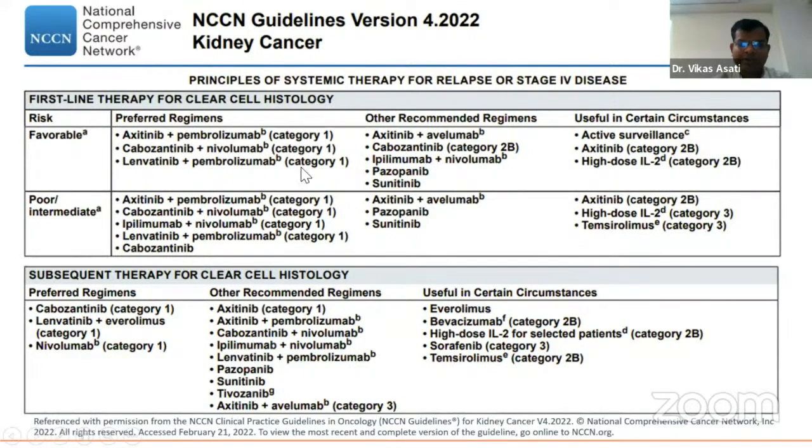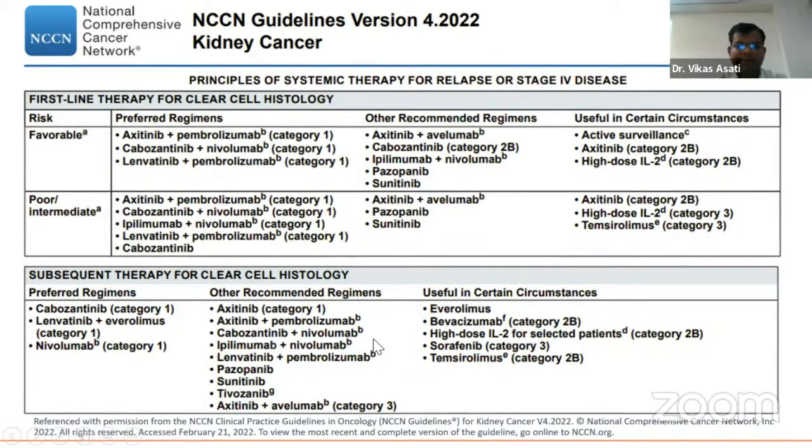So this is about the first line setting, but we know that most of our patients will not be able to receive immunotherapy in the first line setting, and most of our patients are going to receive either sunitinib or pazopanib, that is the TKI. So once a patient has progressed on either sunitinib or pazopanib, what options do we have? At present we have 5 options. One is cabozantinib, the second is the combination of lenvatinib plus everolimus, the third is nivolumab, the fourth is axitinib. These 4 options are category 1 recommendations, and the last one is everolimus.